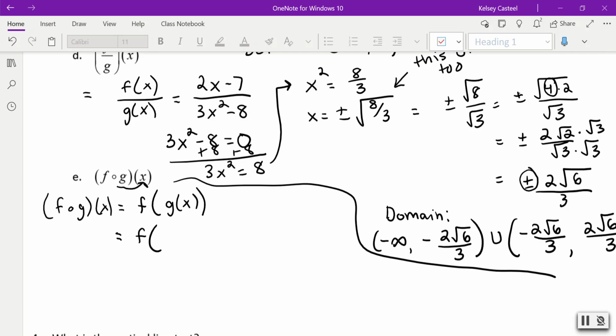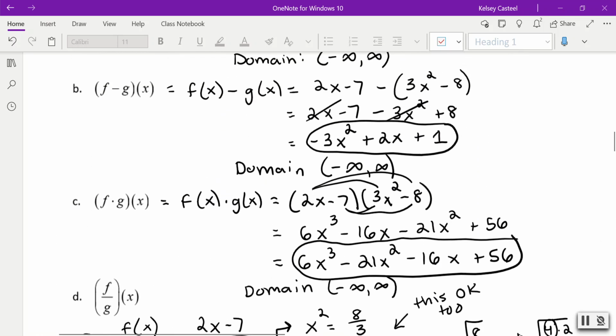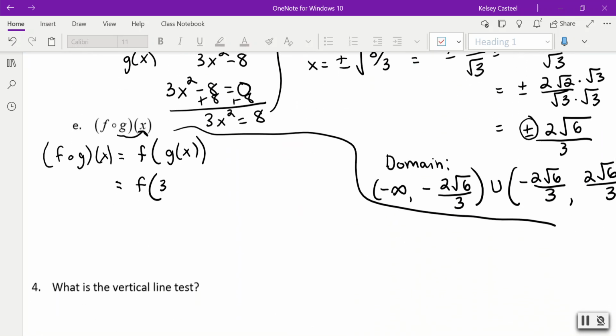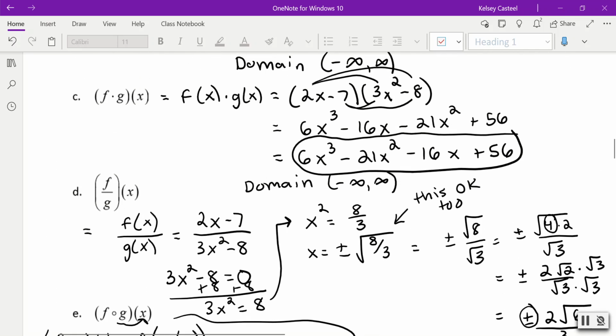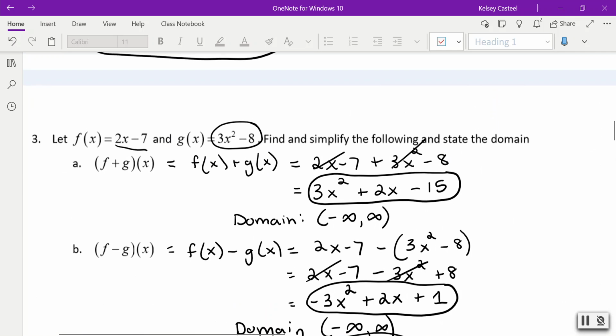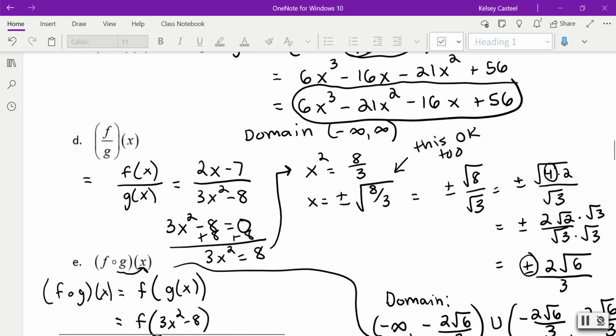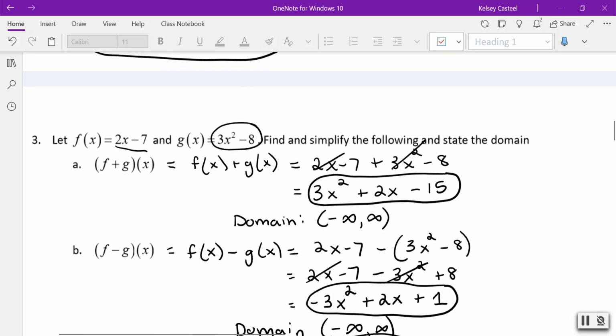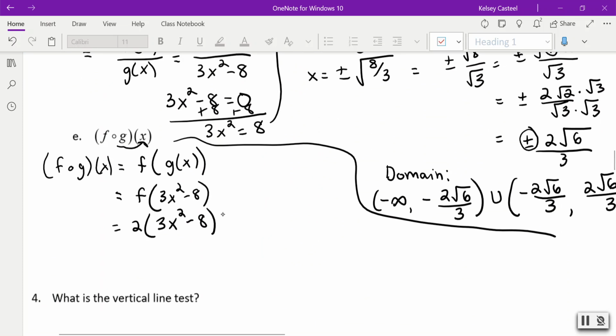So that looks like f of, so g of x again was 3x squared minus 8. So we need to plug in 3x squared minus 8 into the function f wherever we see an x. So we have 2x minus 7. So we'll have 2 times 3x squared minus 8. And then the negative 7 does not have an x. It's just the constant negative 7, but we can't forget that. That still needs to be there.